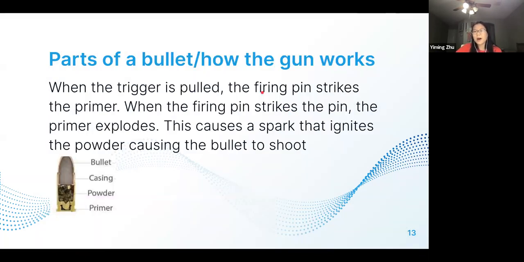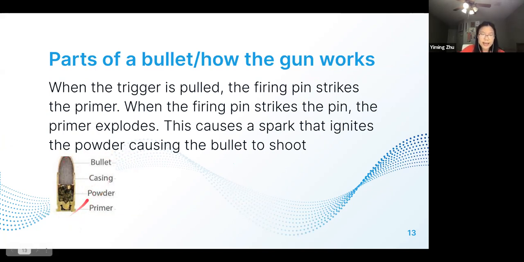So now I'm going to talk about parts of the bullet and how the gun actually works, or how it shoots out the bullet. So when the trigger is pulled, it makes something called the firing pin strike the primer. The primer is this thing right here. When it strikes it, the primer explodes and that causes a spark. That reacts with the gunpowder. Right here it just says powder, but this is gunpowder, and it ignites the powder to cause the bolt to shoot, and basically it propels it.